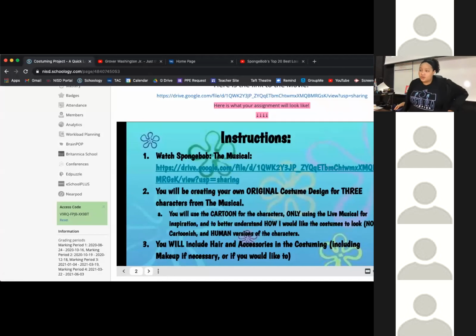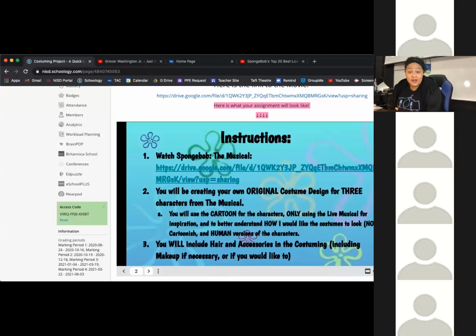So the instructions: you'll watch SpongeBob the musical, then you'll be creating your own original costume designs for 3 characters from the musical. The only reason that I say 3 characters from the musical is because I don't want you to pick characters that don't show up in the musical but are in the cartoons. Okay, so I do want it to be someone that's in the musical, but you will be using the cartoons for your character inspirations.